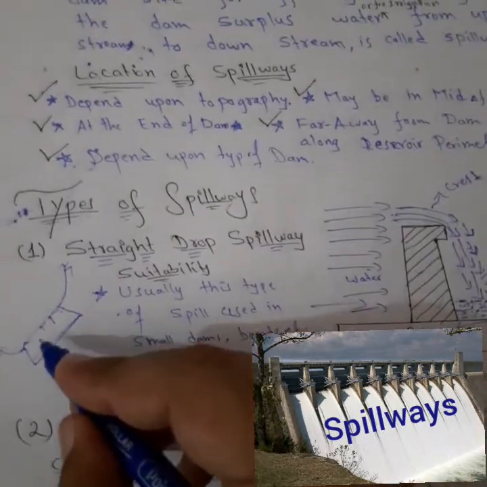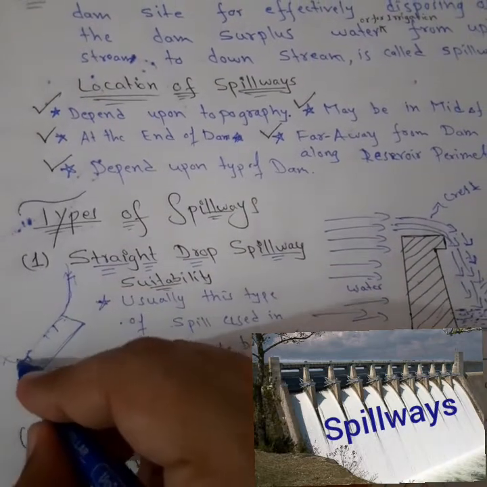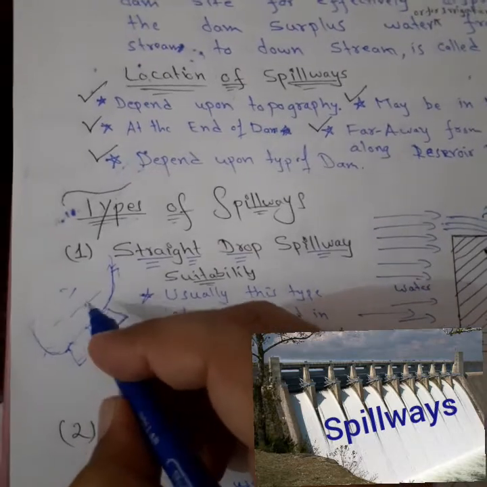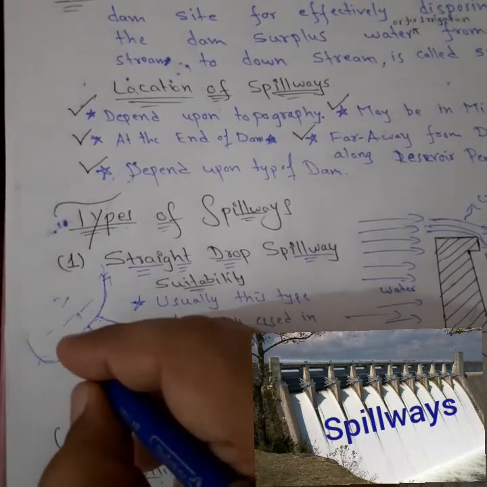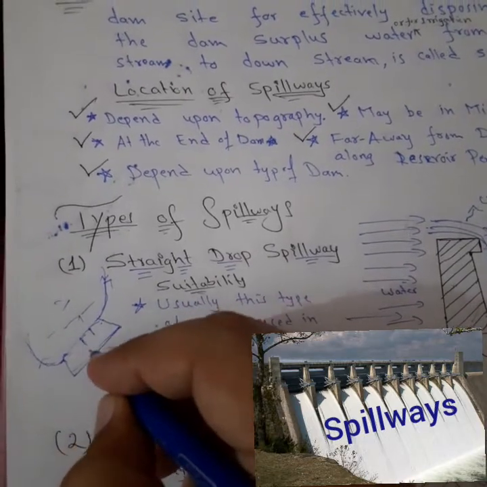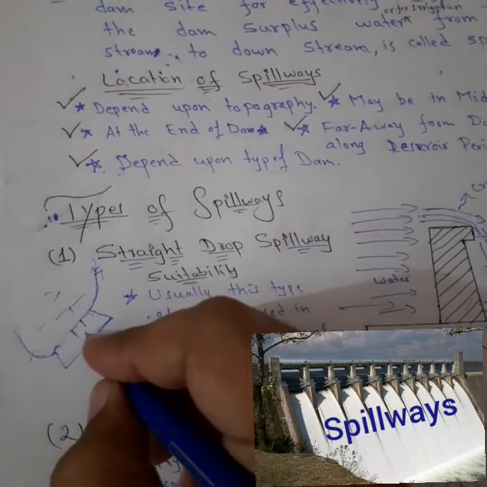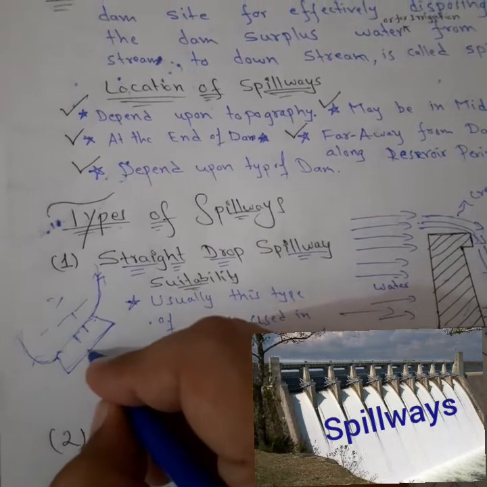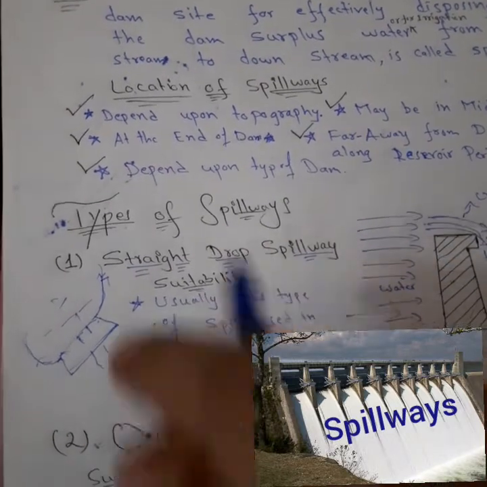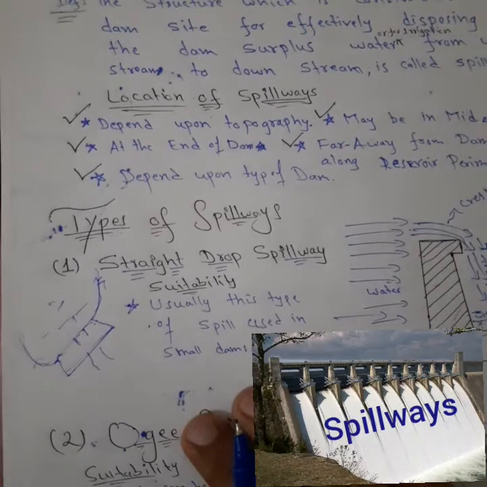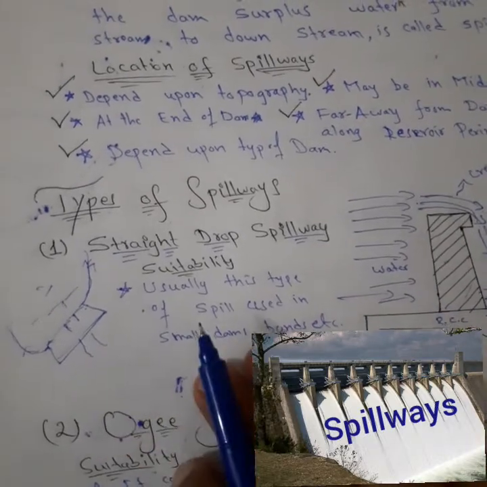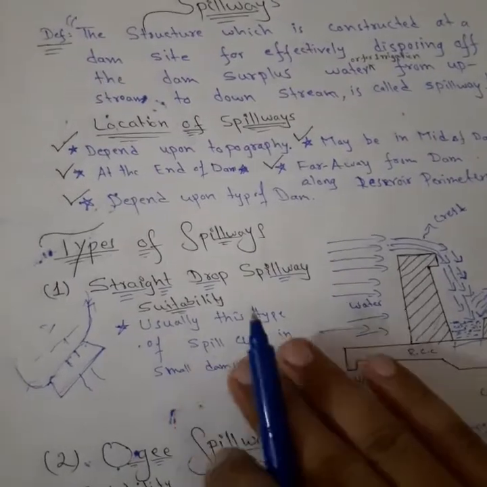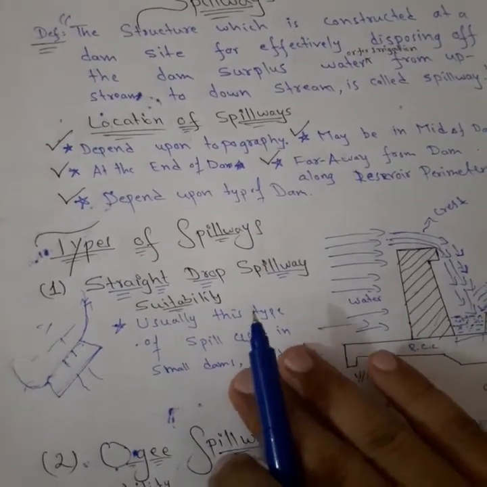Like these are the dam that we have constructed, and these are the reservoir perimeter. Here is the water, and when the water is in surplus, then this water should be disposed of so that the dam may not overflow or be damaged. The surplus water may be used for irrigation purposes, for power generation, or for any other purposes. So for this purpose we have to construct a spillway to dissipate that water effectively.